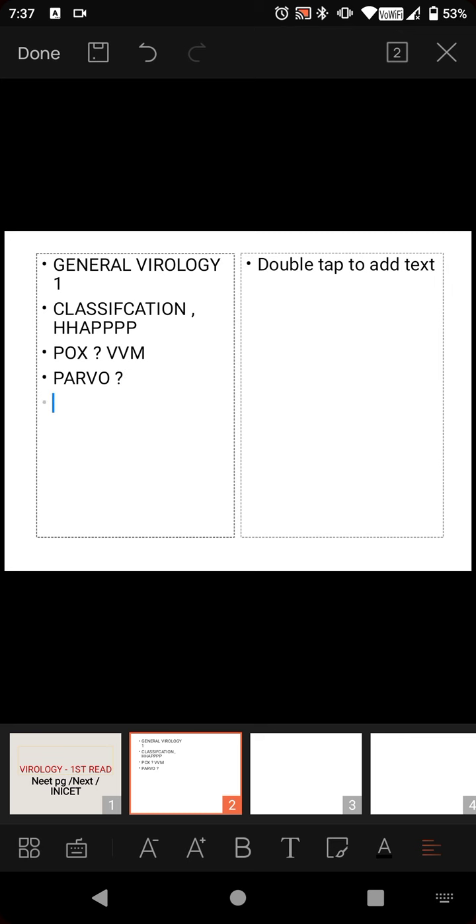Next, size. We have just said pox is the largest virus and parvovirus is the smallest virus. How is the size determined? Size is determined by ultrafiltration, ultracentrifugation, and electron microscopy. First we are filtering it, then we are centrifuging it, and then electron microscopy. So this is it.